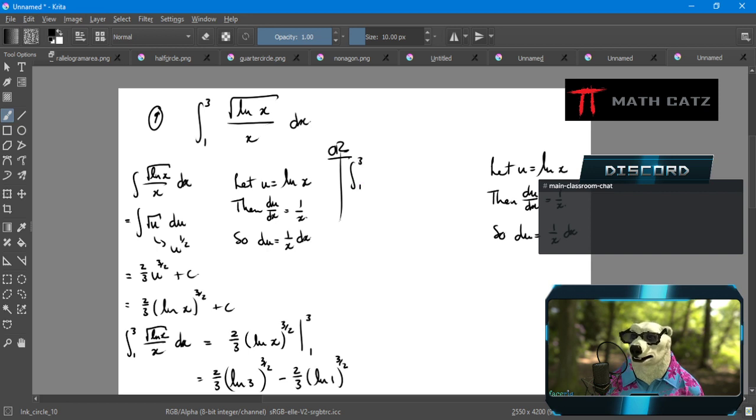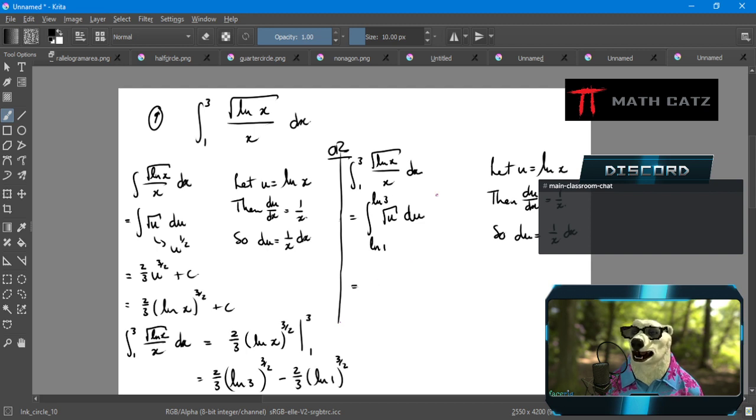Then I see, oh, there's no adjustment necessary. I'm good to replace this completely as, again, root u du. But now the 1 and the 3 refer to x, so I'm going to have to replace them as well. The bottom one is going to be log of 1. The top one is going to be log of 3, which you can keep like that or use a decimal, do whatever you feel comfortable with.